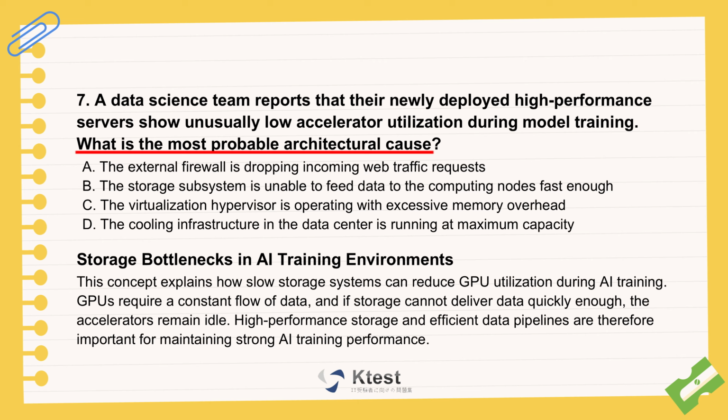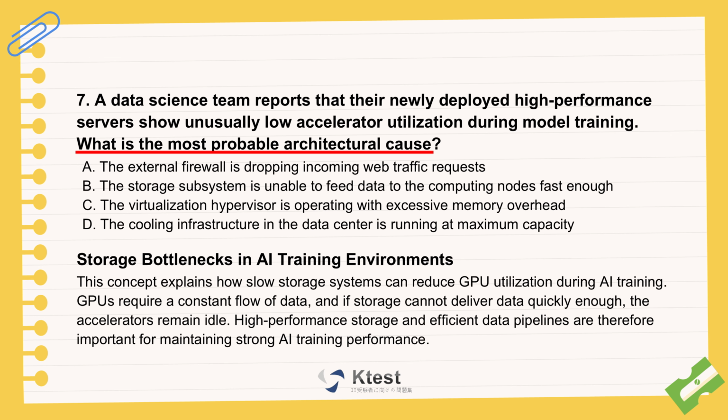And the options. Option A, the external firewall is dropping incoming web traffic requests. B, the storage subsystem is unable to feed data to the computing nodes fast enough. C, the virtualization hypervisor is operating with excessive memory overhead. D, the cooling infrastructure in the data center is running at maximum capacity.